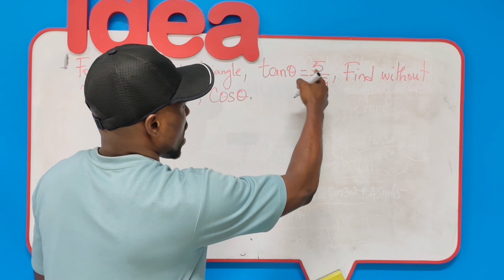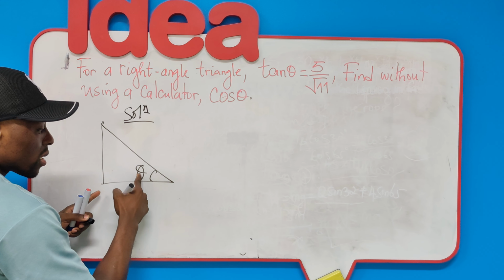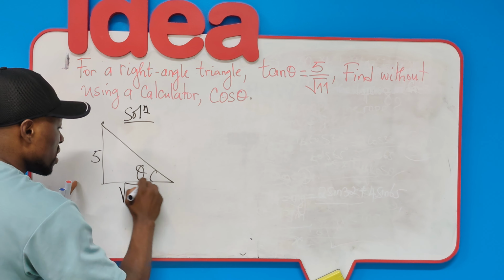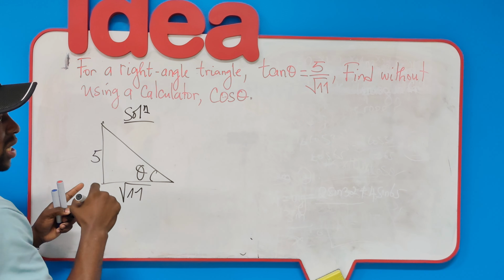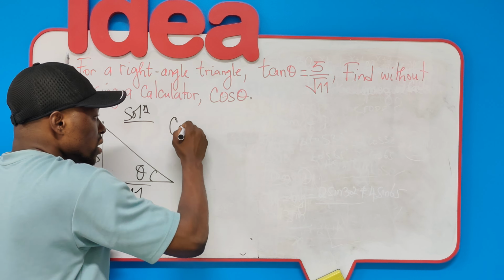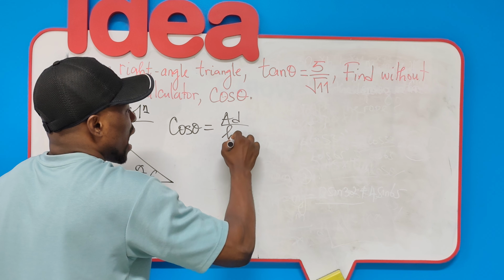So now this is tan here, opposite over adjacent. So let's represent it here. If this is angle theta here, this is the angle which is opposite to this angle, and then this is the side which is adjacent to this same angle here. Now the question says find cos theta. Remember that cos theta is given by adjacent over the hypotenuse.